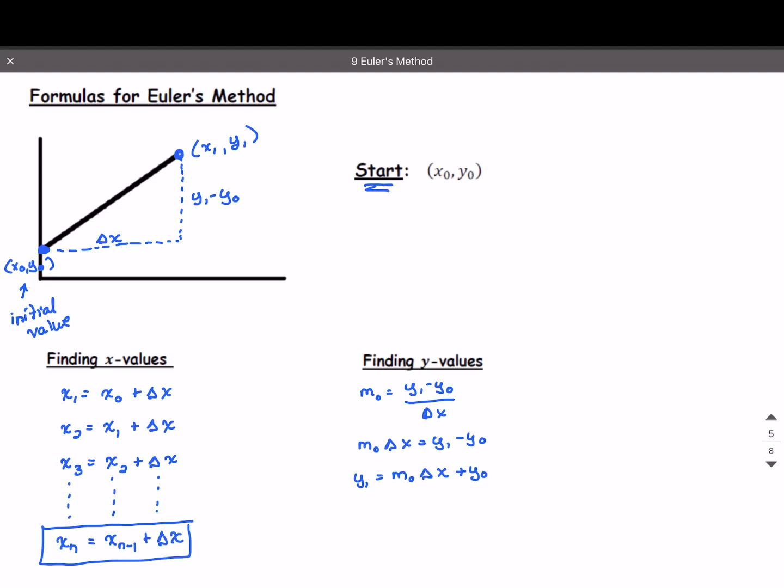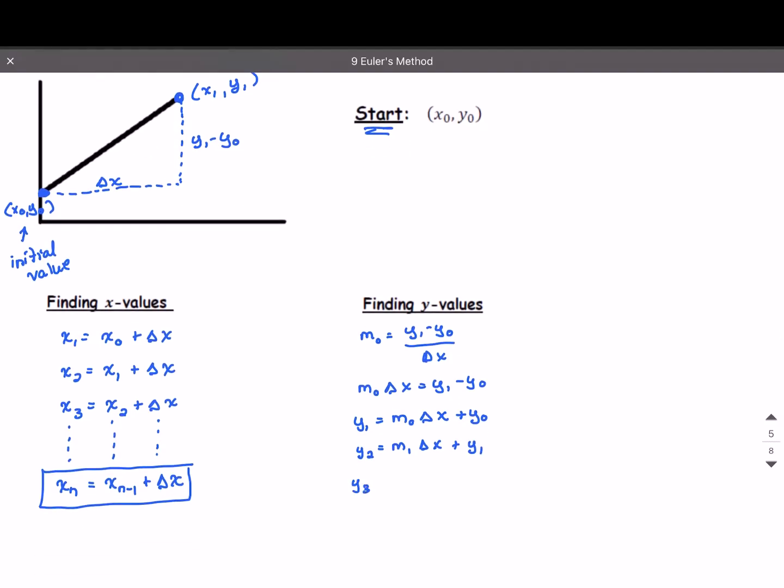Now, we could go through the whole process with the slope and multiplying and bringing it over, but what do you think y sub 2 is? It's going to be the slope of the previous line times delta x plus the previous y value. Y sub 3 is going to be the slope of the previous line times delta x plus the previous y value. So for any value of y that we're looking for, we use the slope for the previous one times delta x plus the y value from the previous one.